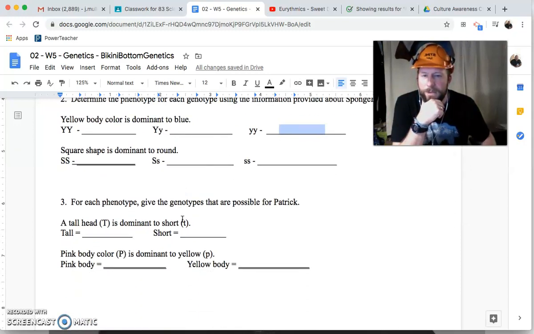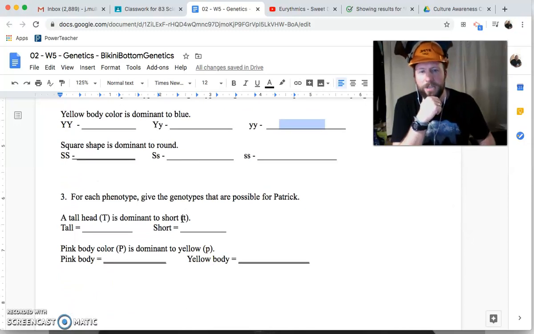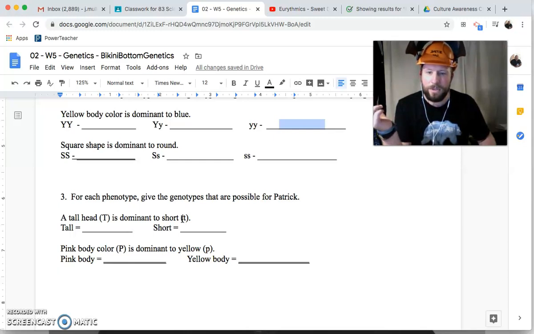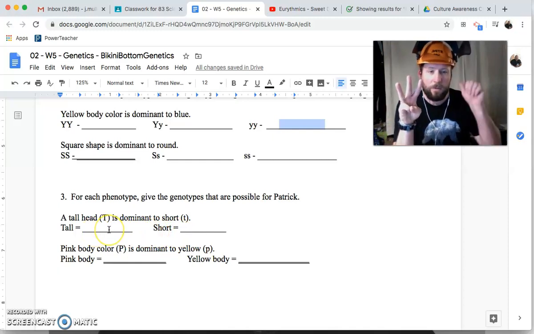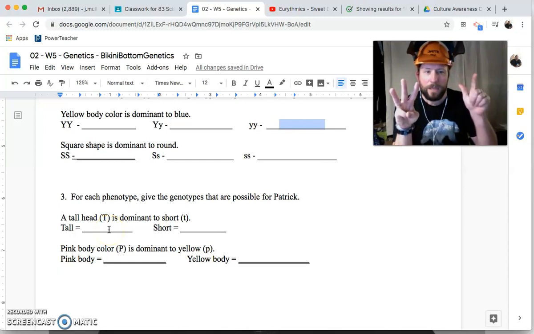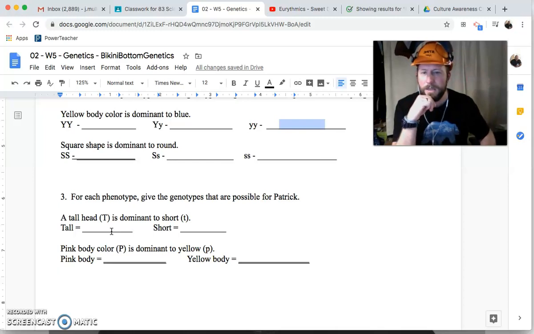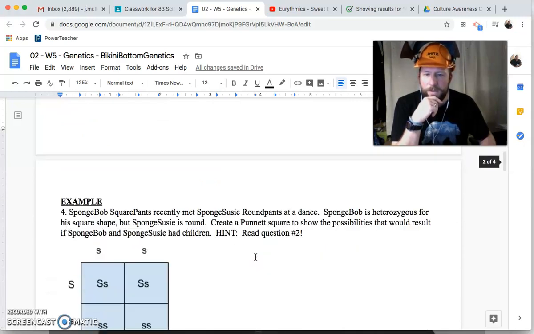All right, number 3, for each phenotype, give the genotypes that are possible for Petrick. A tall head is dominant to a short, so in this case, you're trying to write down all the possible genotypes. There's a total of 3 possible genotype arrangements: homozygous dominant, heterozygous, and homozygous recessive. You need to fit those 3 on those lines there. One of these is going to have 2, and the other is going to have 1, so figure that out.